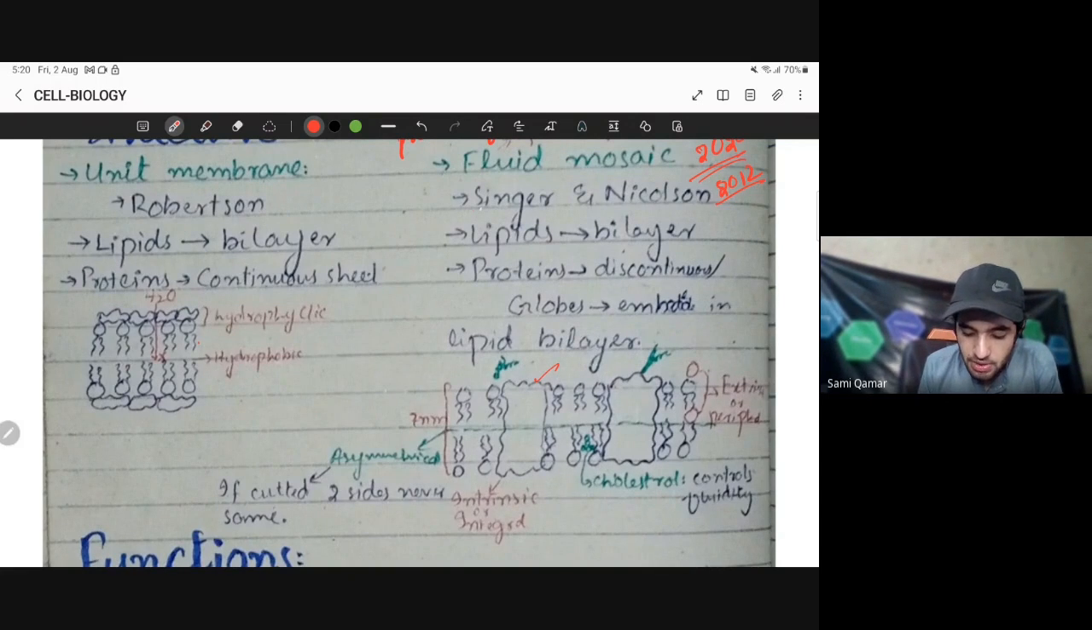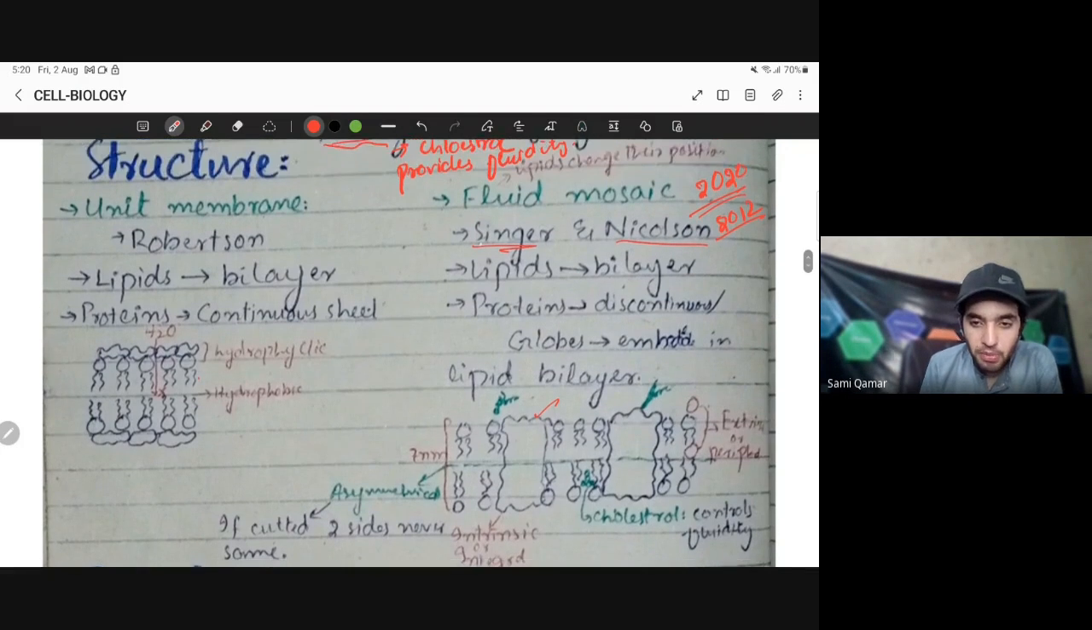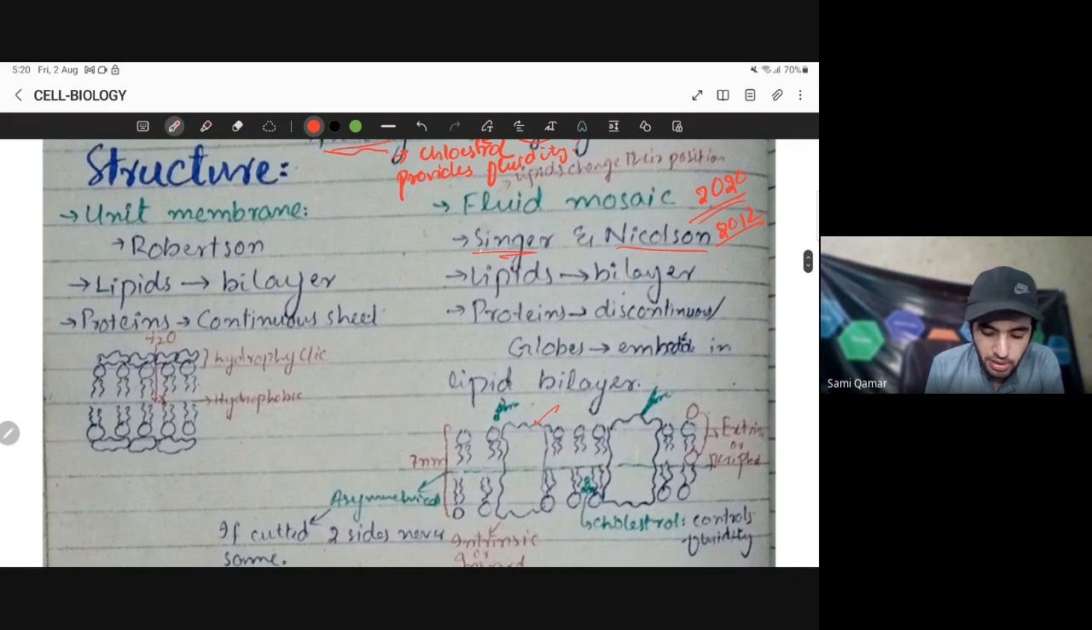The fluid mosaic model was given by Singer and Nicholson. But before moving to it, first understand the unit membrane model, which was given by Robertson. Robertson said that lipids are a bilayer. He was correct in that, but he said proteins are a continuous sheet. So he was wrong here. How did it go wrong?